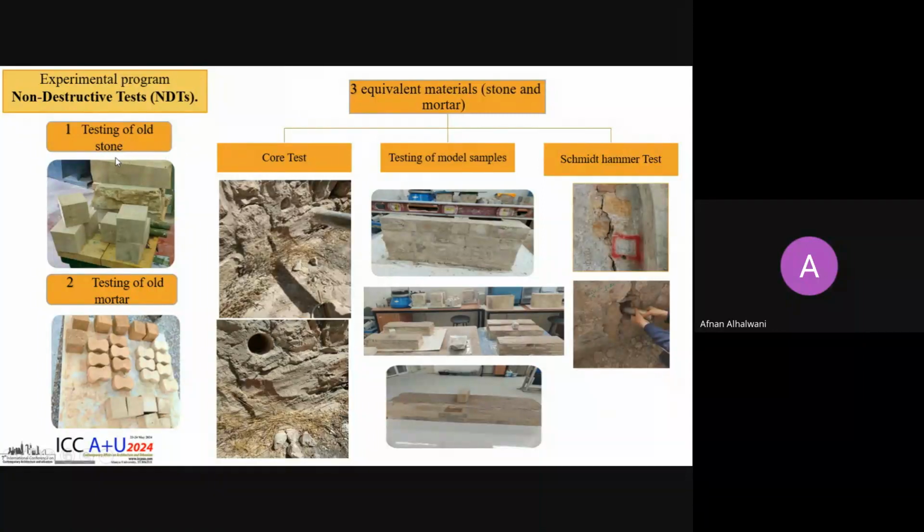First, testing of old stone. Second, testing of old mortar, including compressive and tensile tests. And third, testing of stone and mortar in three ways: core test, but the samples failed; testing the model samples in the lab; and Schmidt hammer test.